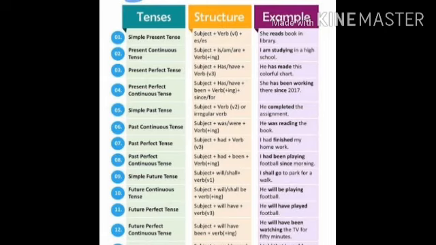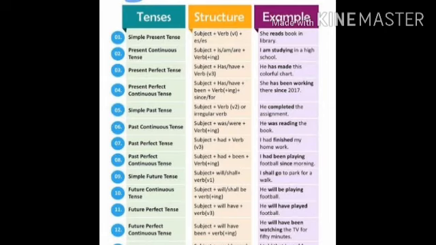So students, she has not been working there since 2017 will be in negative sentence, and in interrogative sentence, has she been working there since 2017. Okay students, now I will tell you second type of tense, which is past tense.